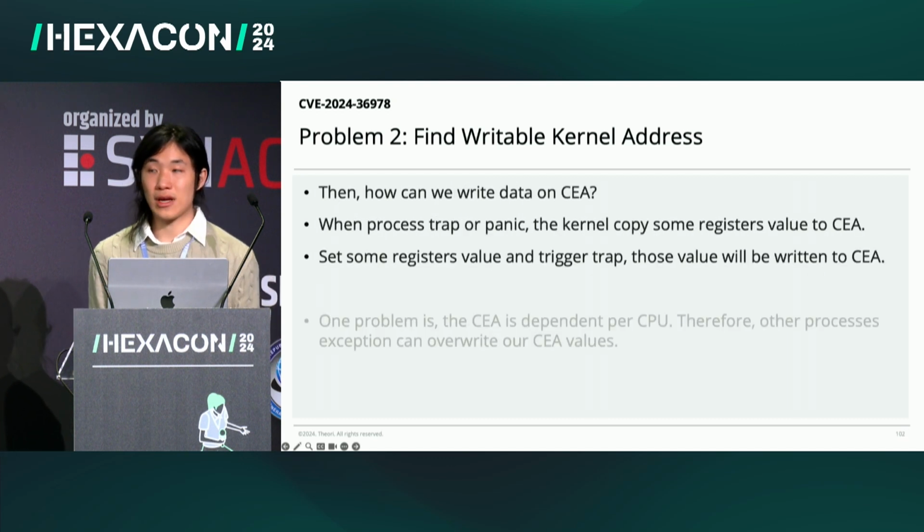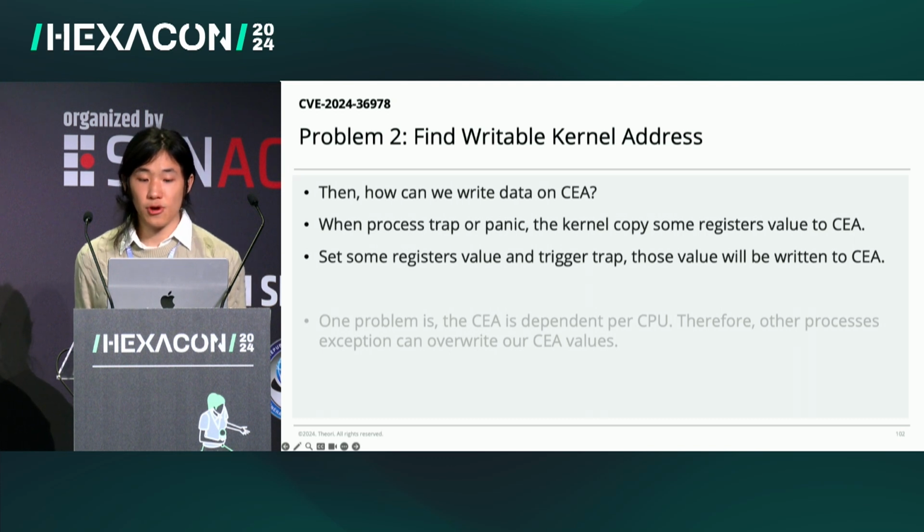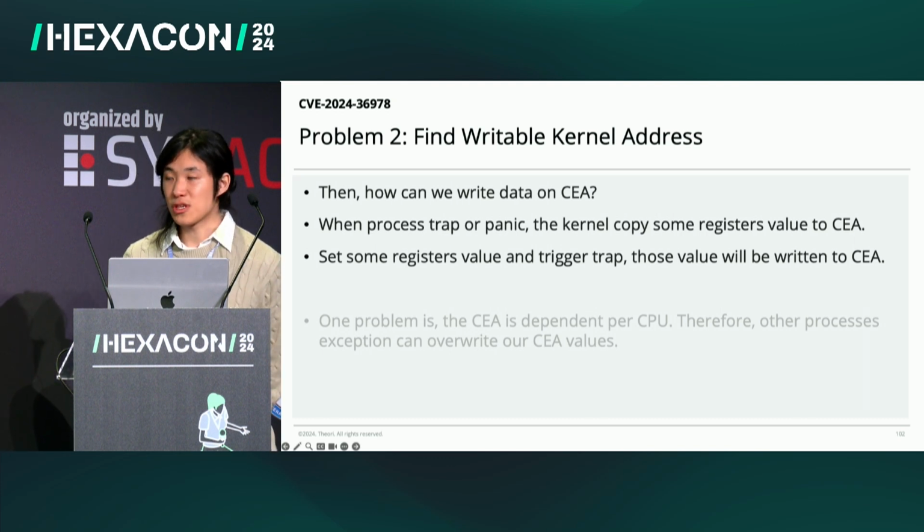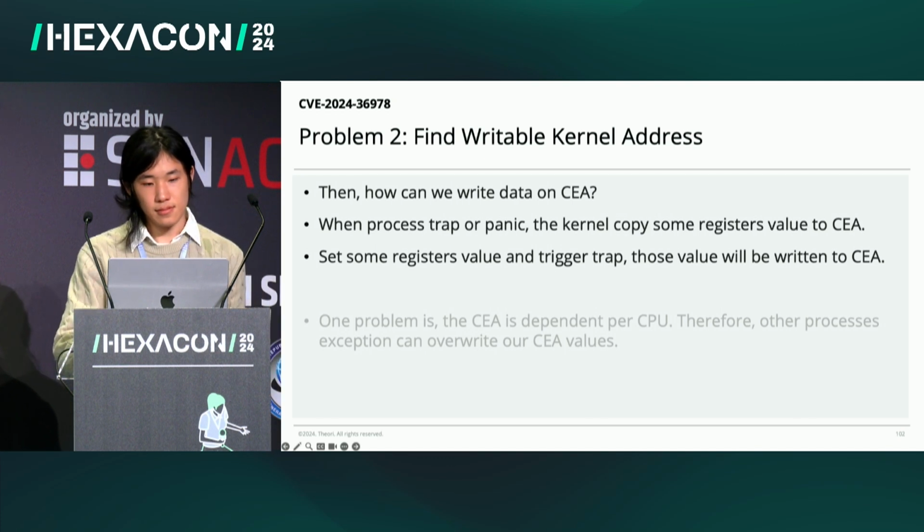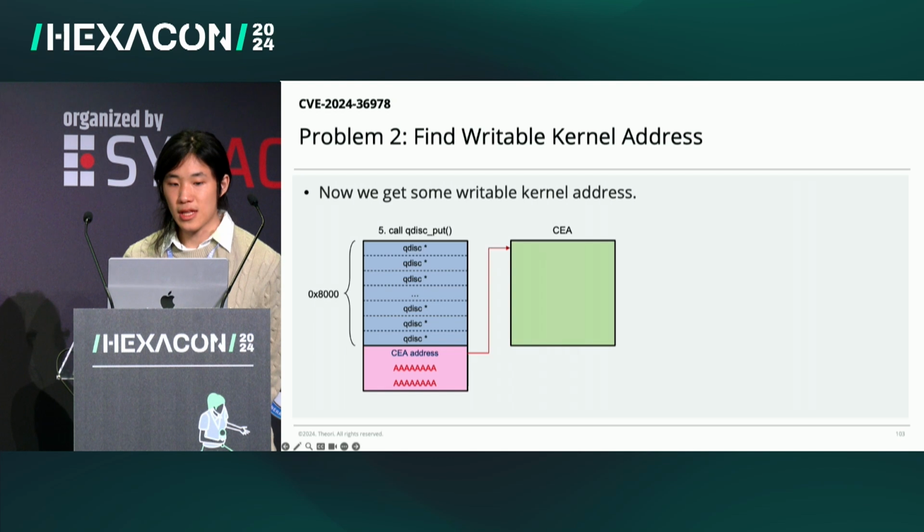Then, how can we write data on the CEA? When a process traps or panics, the kernel copies some register values to the CEA, and we set some register values and trigger a trap. Those values will be written to the CEA. There is one problem, but I will say it later. The important thing is that now we can get some writable kernel address.